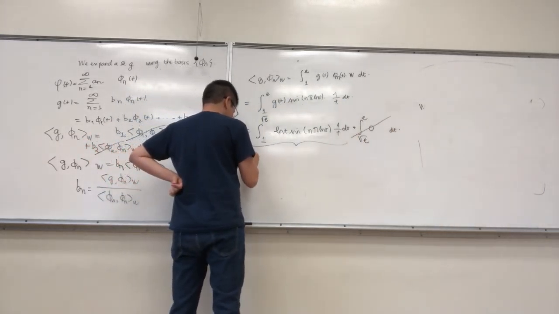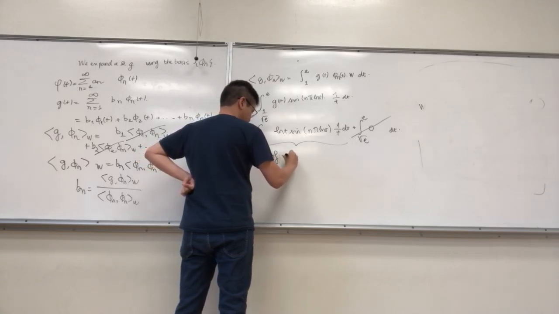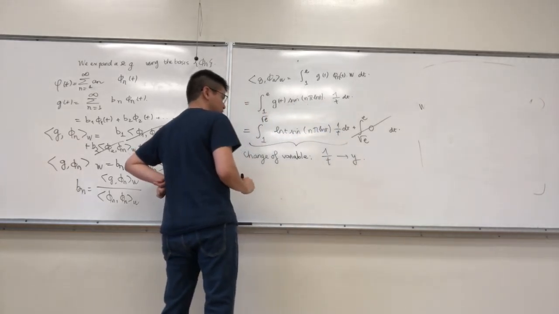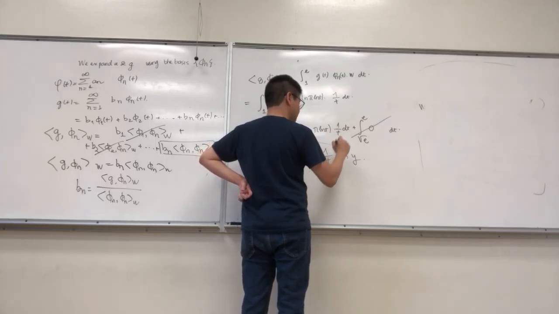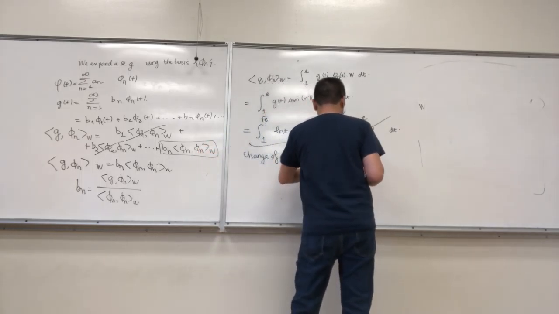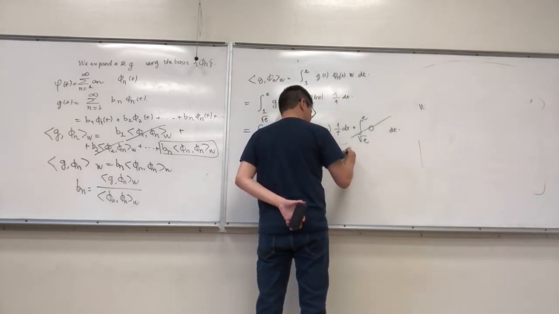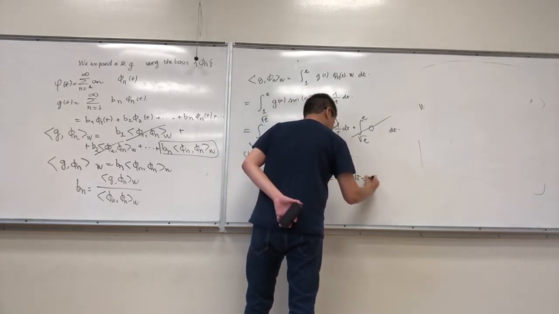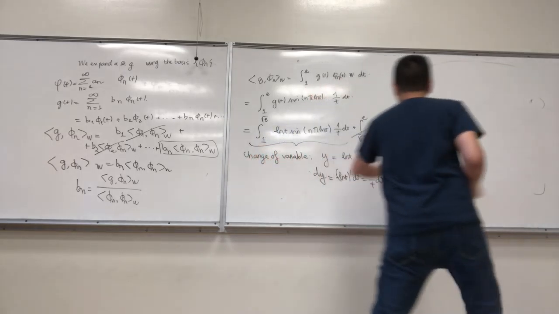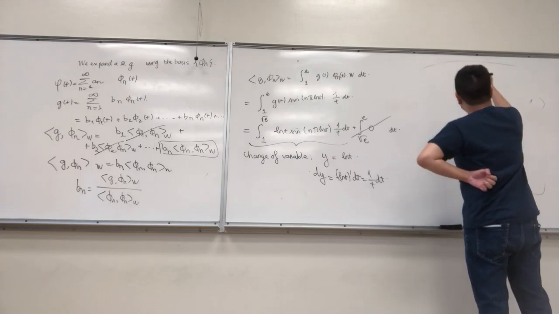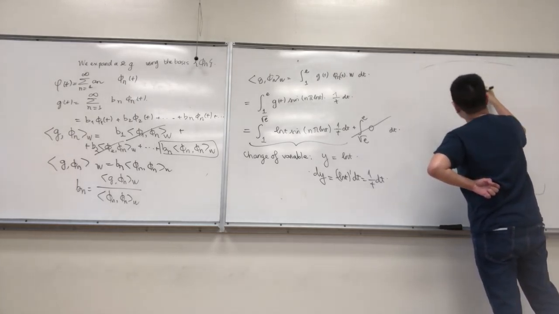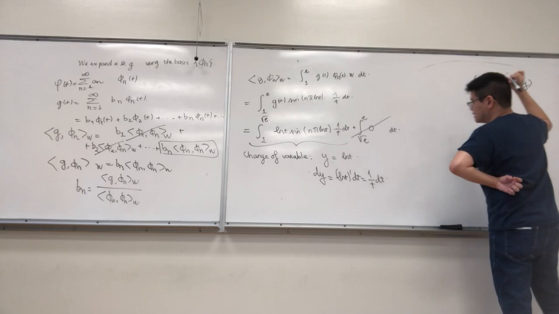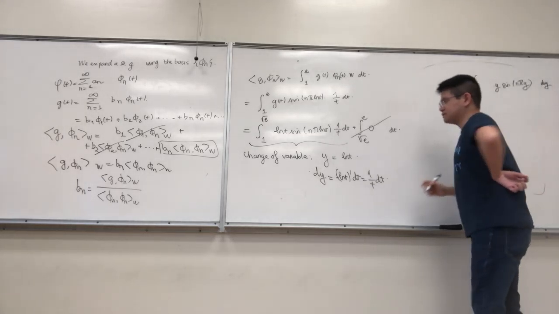So now we change the variable, right? You replace y to be log t, which means that dy will be (log t)' dt, and this is 1 over t dt, right? So this gives me the integral of y times sin(n pi y) dy. Right, so what is the interval here?